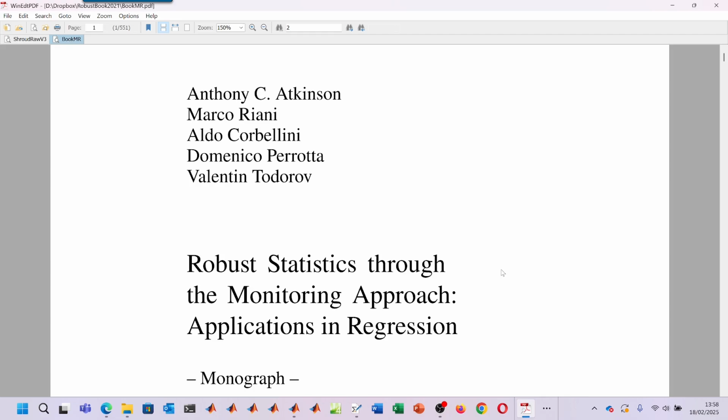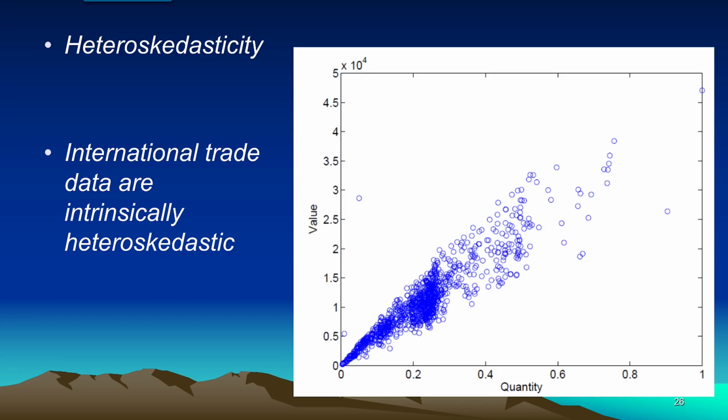If neither of these is possible, the heteroskedasticity is not clearly related to the values of the mean. We therefore use some form of weighted regression. In our book, we often deal with international trade data. That is, data which have on the x-axis the quantity and on the y-axis the value.